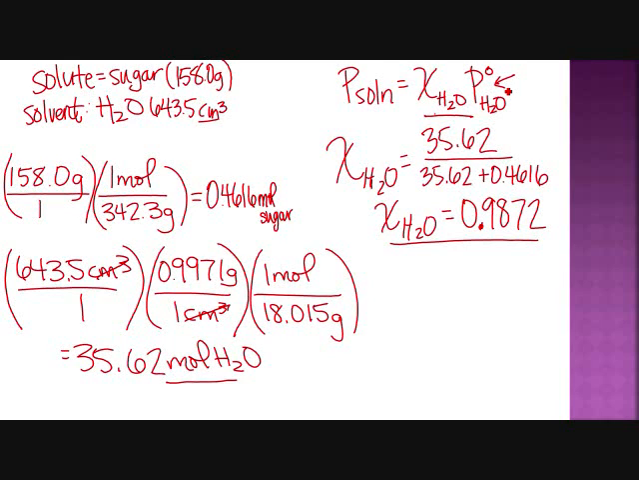Alright? So to find the P solution, the pressure of the solution, we're going to take our 0.9872 times 23.76. Doesn't it have to be in 18? As long as we're just going to report in torr, it'll be fine. That other equation had to be in 18. For this one, it doesn't have to be.